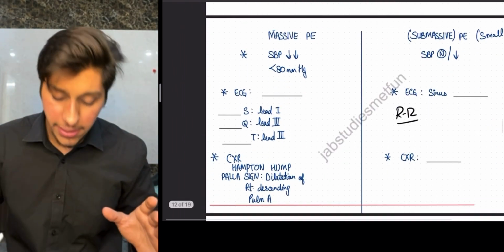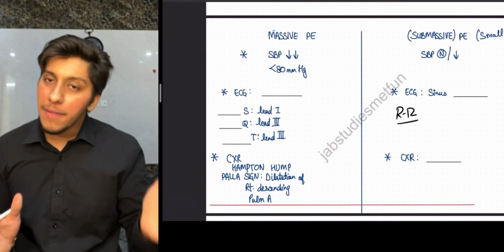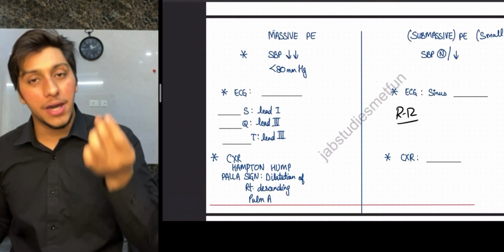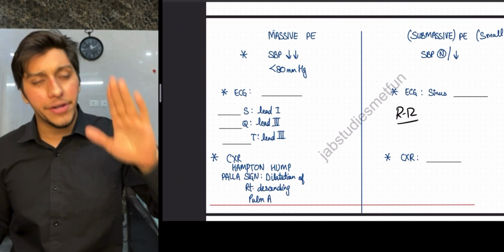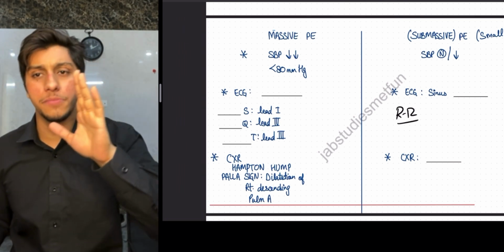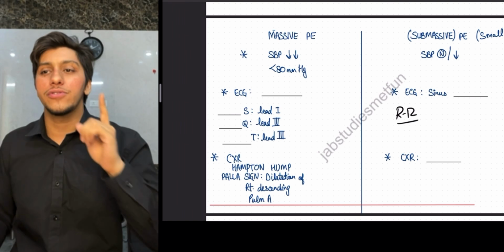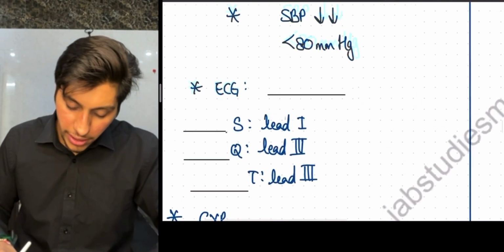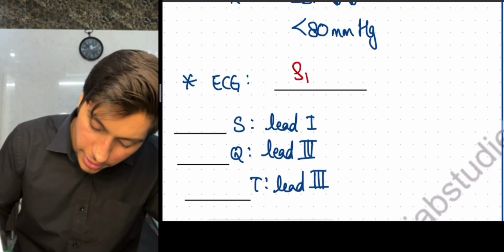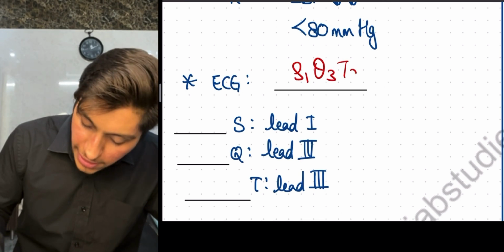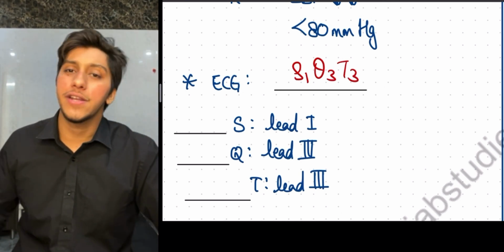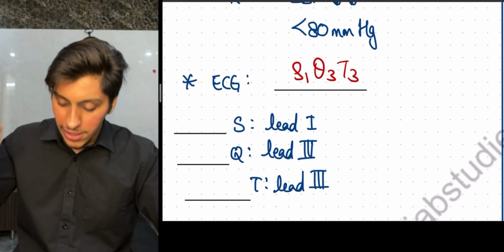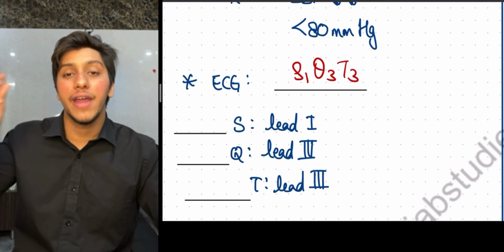First thing first, guys, the differentiation is that in massive, the vitals are going to be unstable, and in submassive, the blood pressure is going to be reduced or it's going to be normal. The important thing you have to see over here is the ECG. In massive pulmonary embolism, you will see the features in S1, Q3, T3. What are you going to see? Changes in S1, Q3, T3. These 1, 3 and 3 are actually the leads.